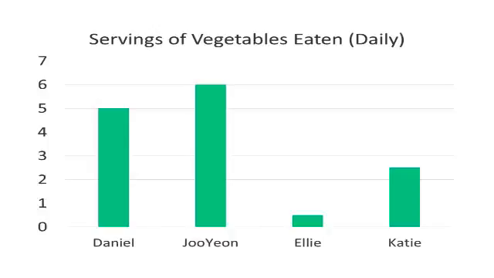Here's a bar chart showing the number of vegetable servings eaten daily by each member of my family. You can tell that Ellie is quite a picky eater.